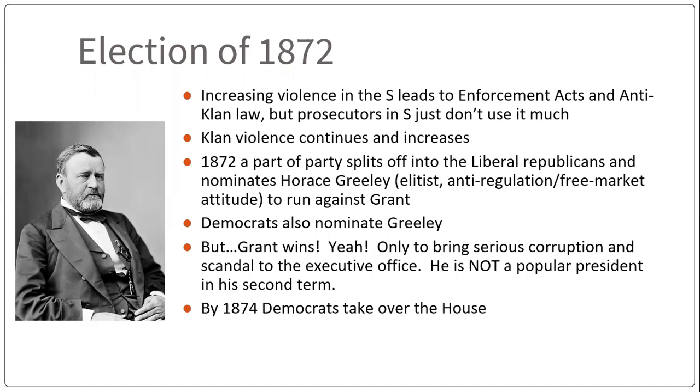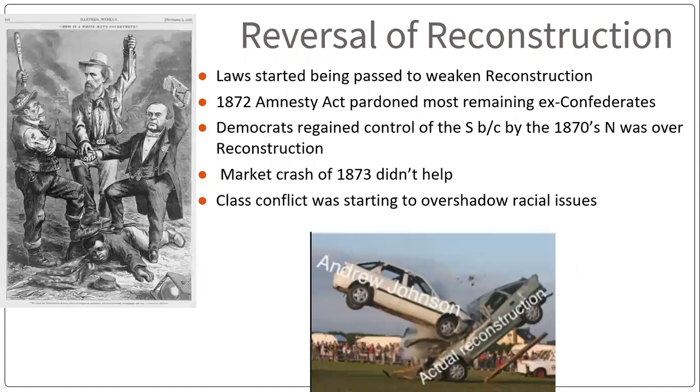And in 1874, halfway through his second term, the Democrats are going to take over the House. And this was the dominant party of the South, like pre and post Civil War. So we're going to start seeing some reversals of laws for Reconstruction. All right. So it's going to be weakened. 1872, the Amnesty Act is going to pardon most of the ex-Confederates that are remaining. Democrats regain control of the South. By the 1870s, Reconstruction's basically over. All right, so they can start whittling it down.